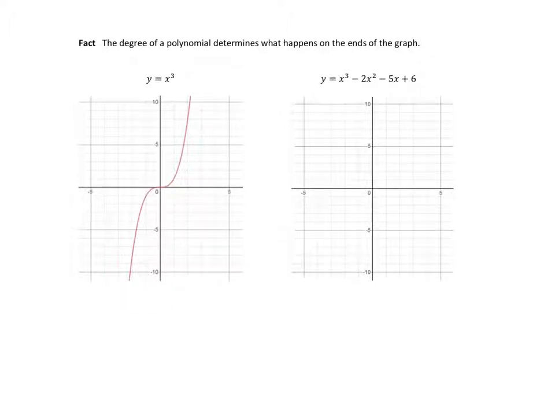So for this next part here, we're going to compare 2 graphs, x cubed and this x cubed with these other terms attached to it. Both of these are polynomials, but I have this fact written up here that says the degree of a polynomial determines what happens on the ends of the graph. Let's look at this first, y equals x cubed, a graph that we've looked at before. When I say the ends of the graph, I'm talking about what's happening over here. On the right side, the graph is going up, and on the left side, the graph is going down. Yes, something different happens in the middle, but the ends are going in opposite directions.